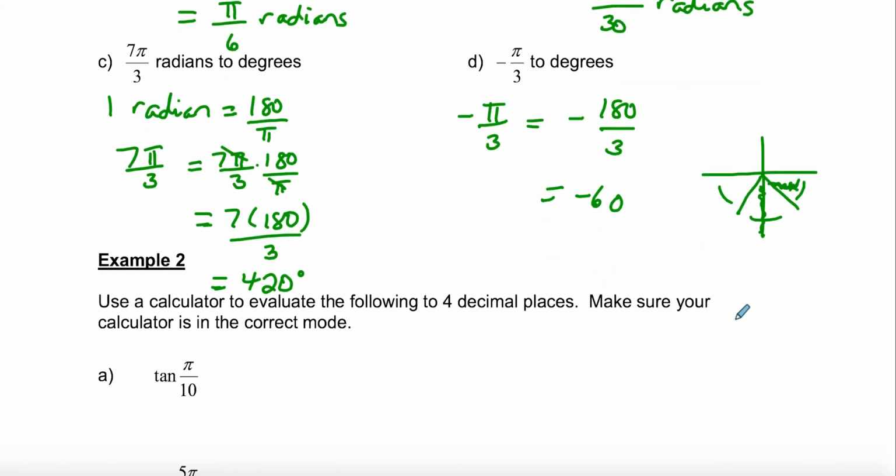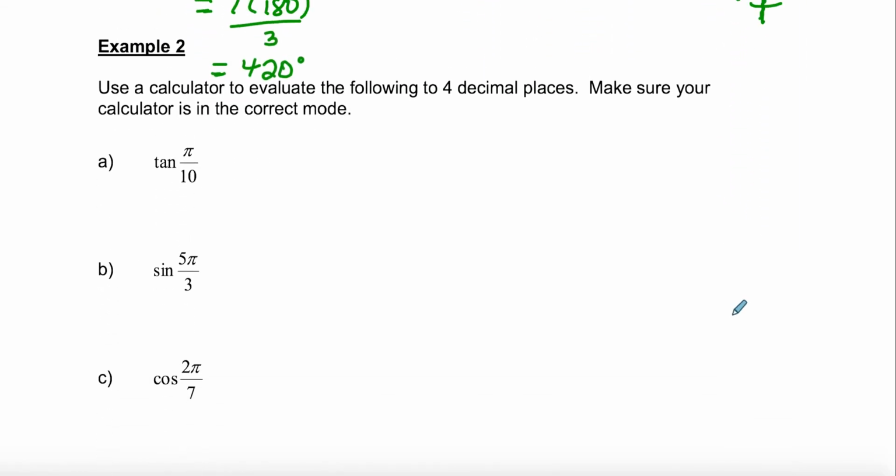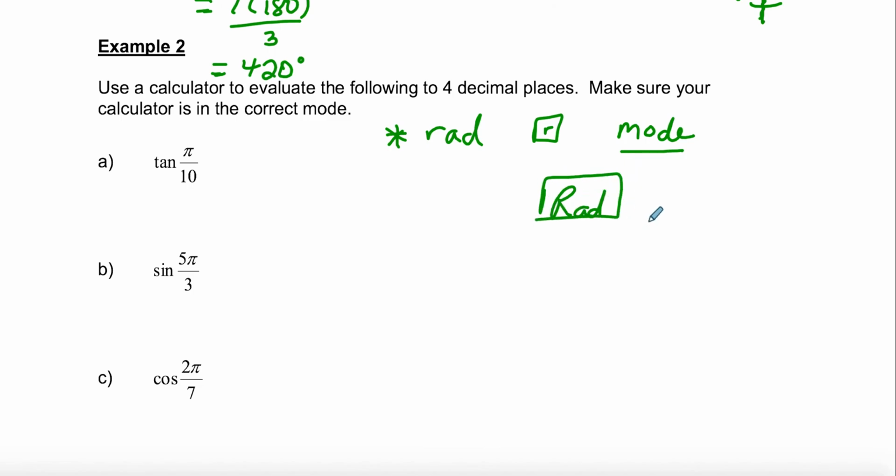Now use a calculator to evaluate the following to 4 decimal places. Make sure you're in the correct mode. Notice here, this is not just saying tan 45 or sine 30. We have radian measurement here, so we have to make sure that our calculators are in radians. Maybe that just means there's a little R on your screen. You'd have to go to the mode on your calculator, and instead of degrees, you'd want to choose radians. I don't know what the button would look like, but you choose the mode and make sure your calculator's in radians.